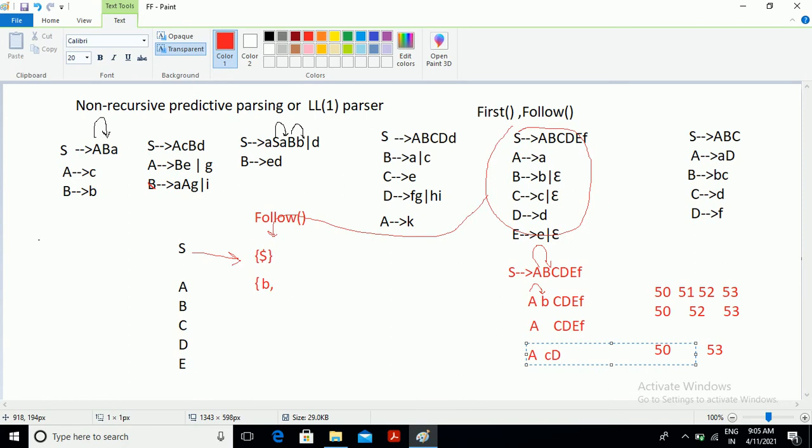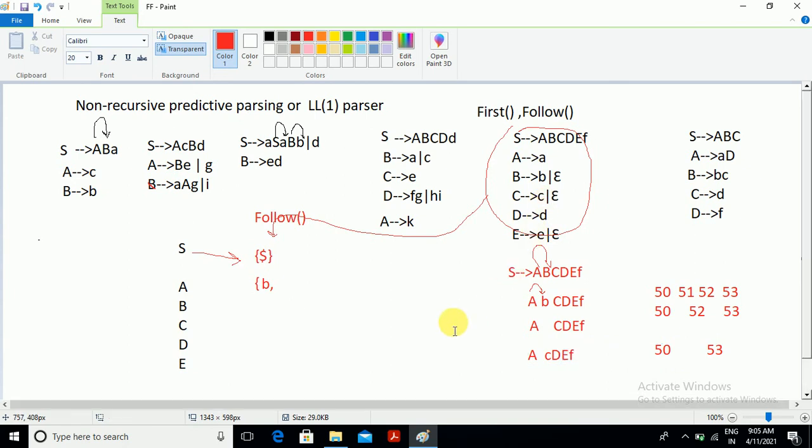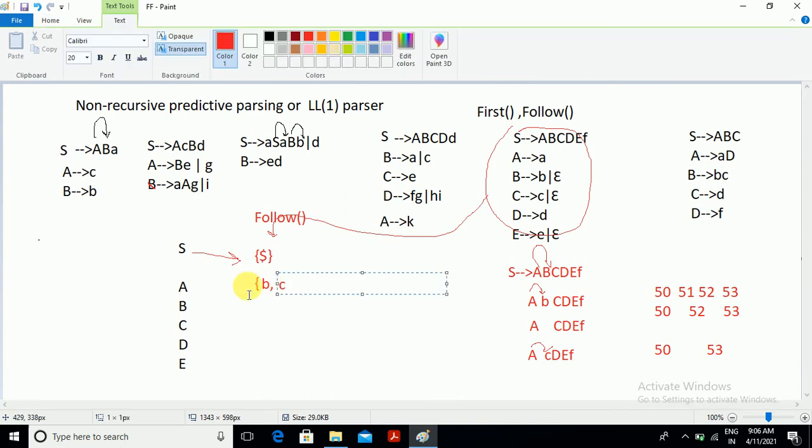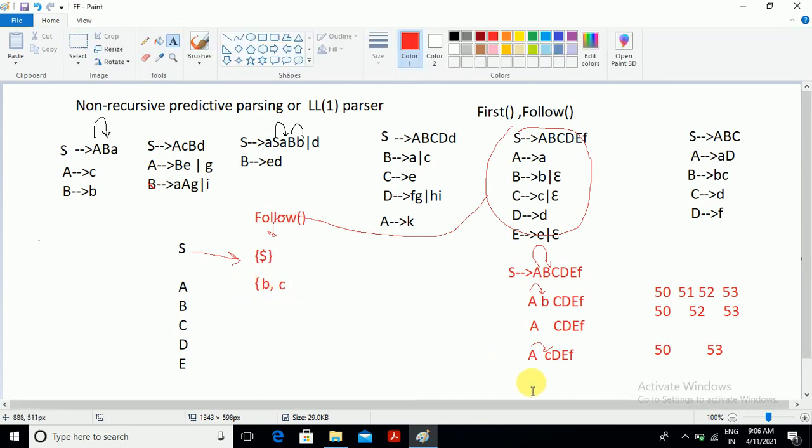Then the next characters are D, E, F. In this case, the follow of capital A will become a small c. Small c is one character. Now, capital C also has an epsilon replacement. Epsilon, already B has taken the epsilon. Their first production has been replaced and identified as a follow of capital A.